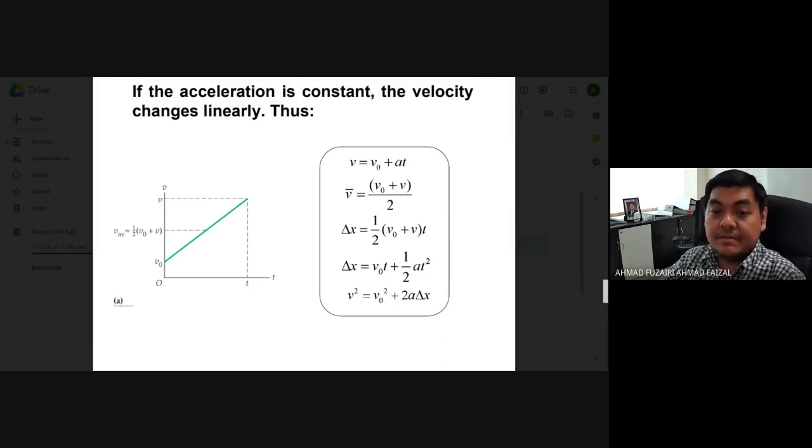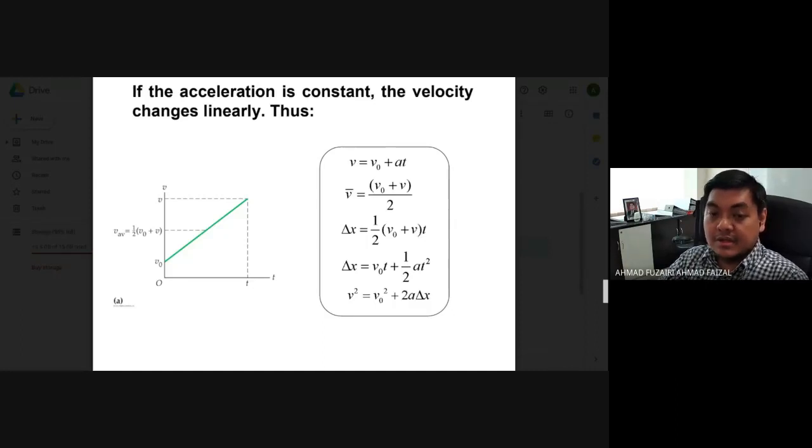What does it mean by v bar? V bar is the average velocity. When you have an initial velocity and a final velocity, meaning that you have two velocities, initial and also final, you add up both values to get one average. That's why v bar means an average. You have two velocities, you divide by two, so you can get the average.